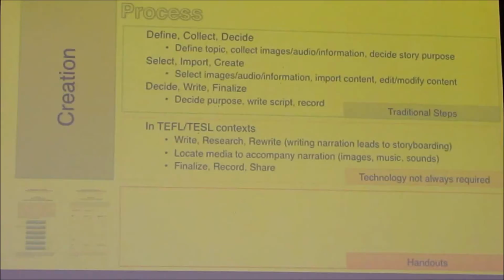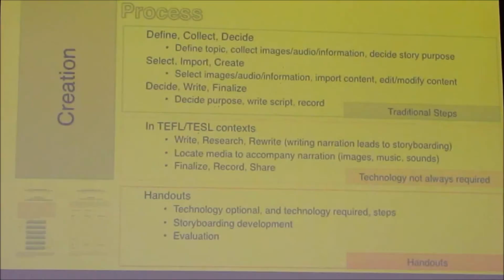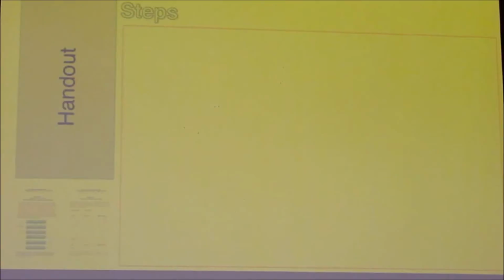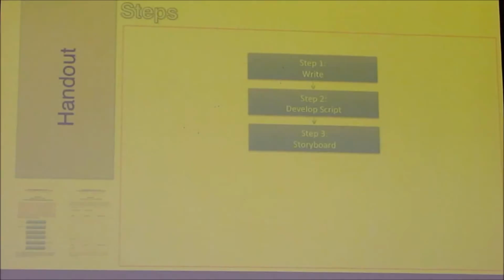So bottom left, you can't really see that. There's kind of two digital handouts, and they look at this kind of process a bit more. So the steps that we're looking at, you'd be looking at the first three steps: writing, developing a script, and developing a storyboard. So these can be done in the classroom, they can be done at home for homework, however you want to do it. It doesn't require technology.